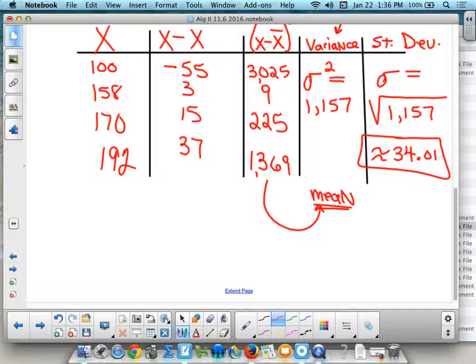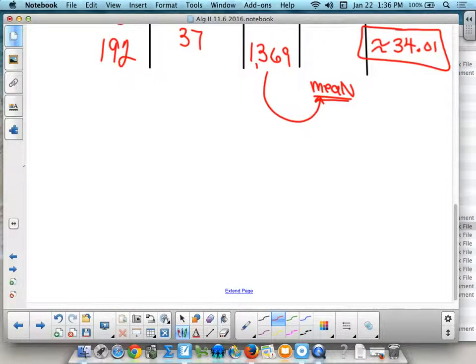Now, I just need to remind you, what does that even mean to you? A standard deviation of 34.01 means what? That's what sigma is. What am I going to do with 34.01? Add it to what? To the mean, to the average. Take the average, add it on. Take the average, subtract it off.